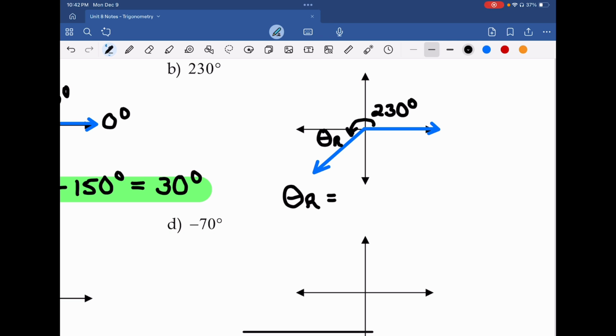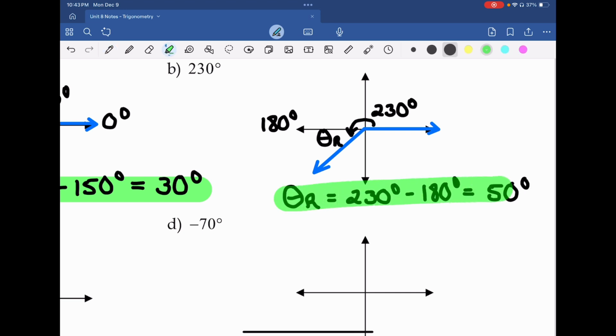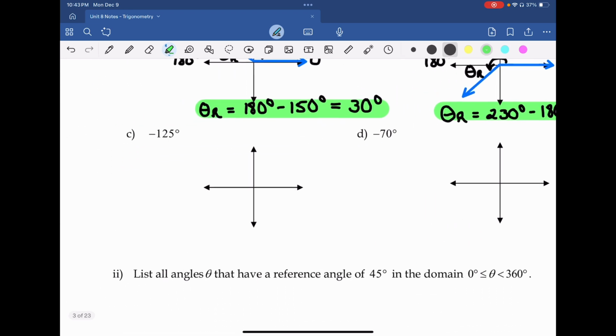In order to solve for this, we're going to say that our theta r, or our reference angle, is equal to, well, we have this degree of 230 degrees, which is the full rotation. We want to subtract away 180, which will give us that little sandwich piece between the x-axis and the blue terminal arm. So we're going to subtract 180, and this is going to give us that theta r, or the reference angle, is 50 degrees for this solution here.